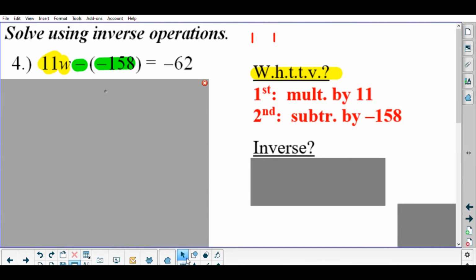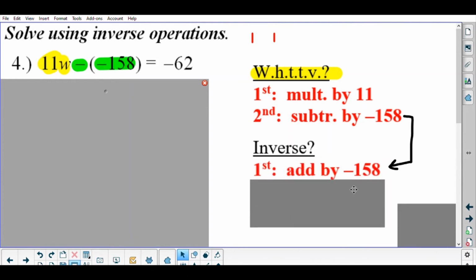Now, what's going to be the first inverse operation that we do? Will we do the inverse of multiplying by 11 first? Or will we do the inverse of subtracting by negative 158 first? Well, you remember the word inverse means to do the opposite. So we're going to go in the opposite order. The inverse of the second thing will be the first inverse we do. So the inverse of subtracting by negative 158 would be adding by negative 158.